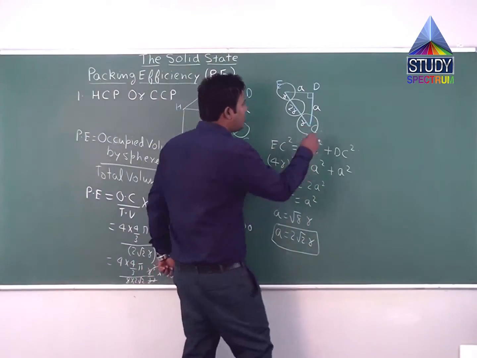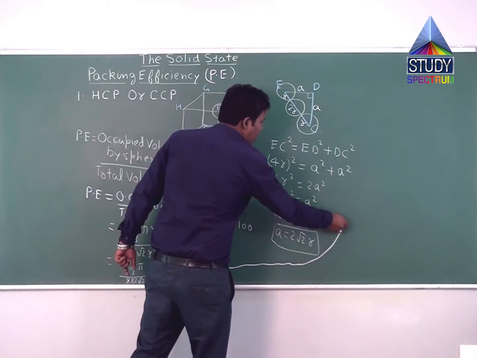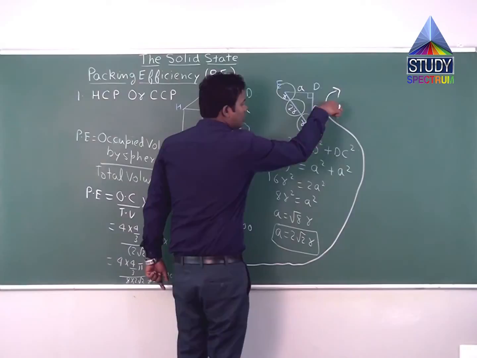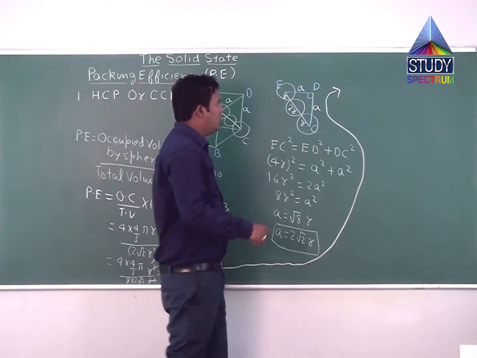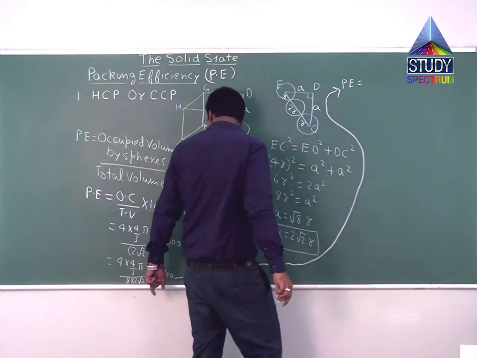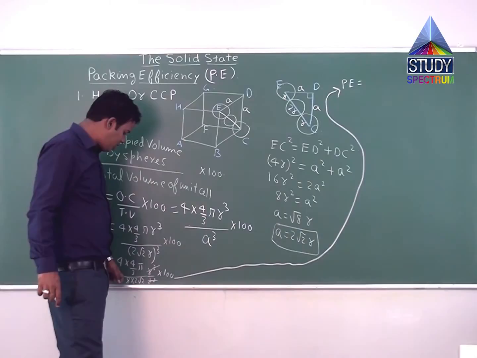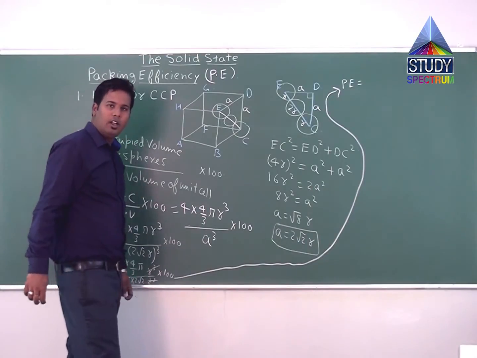So this packing efficiency becomes, if I calculate this packing efficiency here, this packing efficiency now becomes, you can see this 4 into 4 by 3 pi is left in the numerator and 8 into 2 root 2 is left in the denominator.